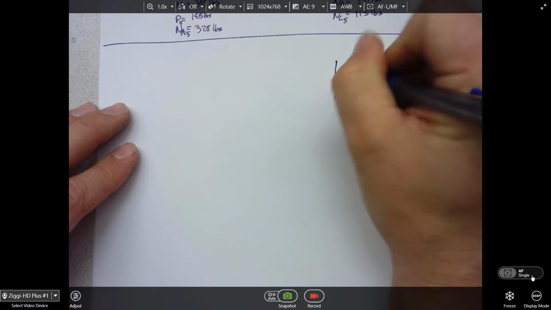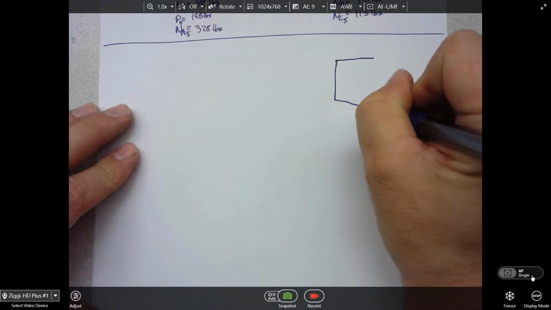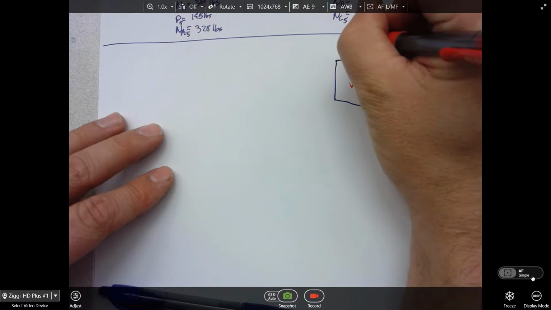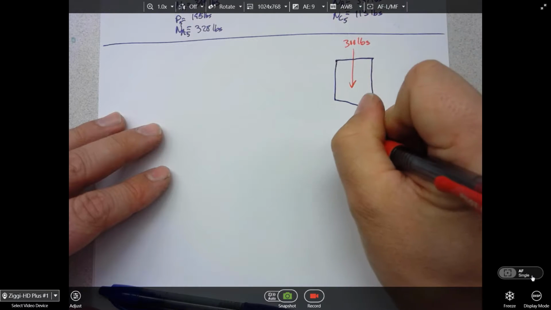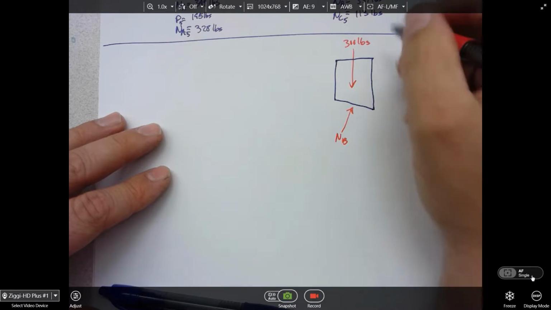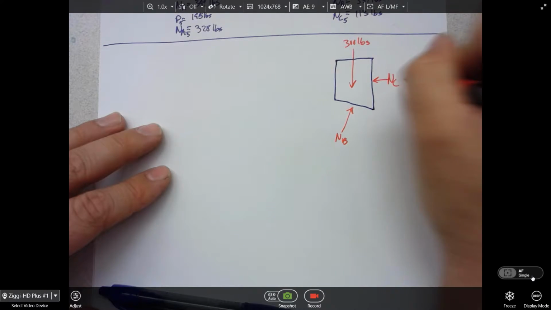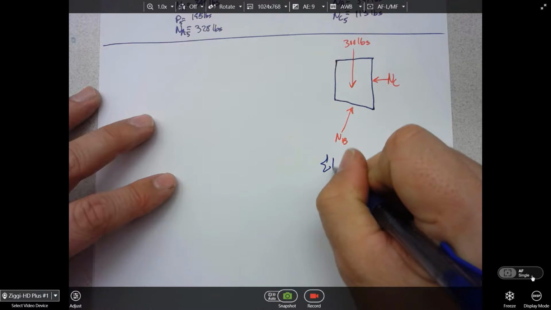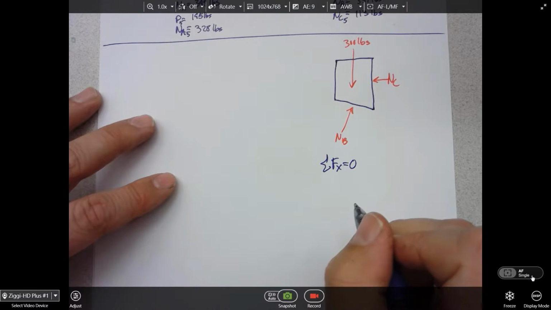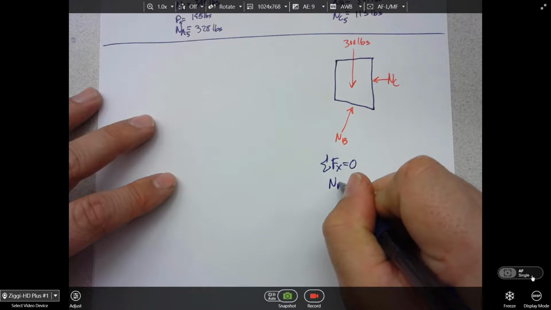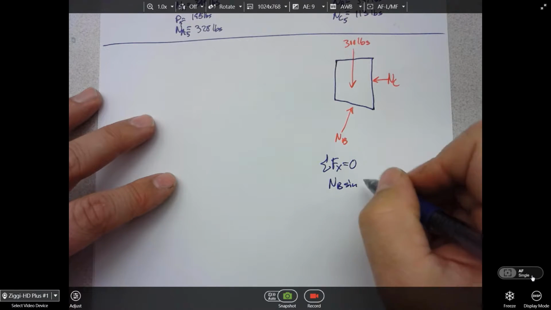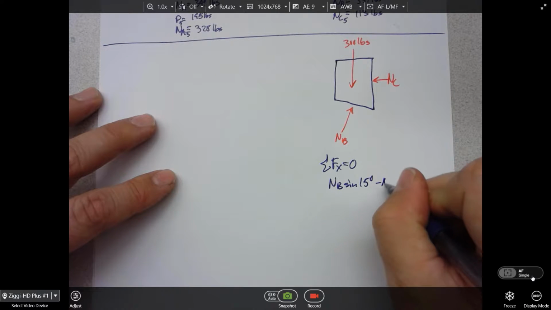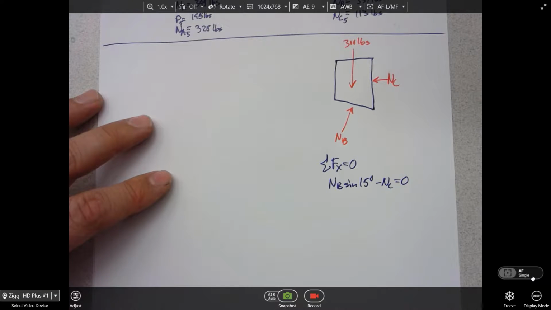Okay, so let's do the problem again with no coefficient of friction. We're going to have the weight of the block is 300 pounds. We're going to have a normal at B, and we're going to have a normal at C, right? Everybody agree with that? If there's no friction on anything, then the sum of the forces in the x direction has to be 0. So I'm going to have NB sine, let's do the 15-degree block, minus NC must equal 0, right?